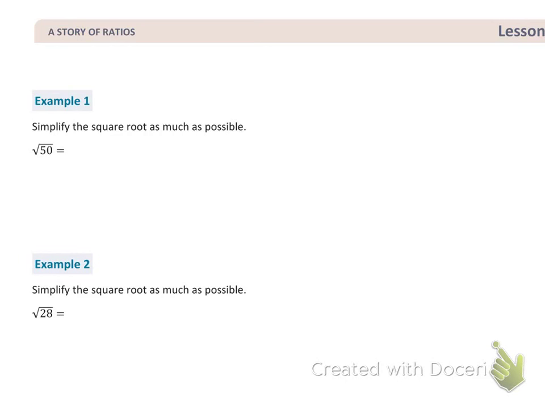So I want to simplify this square root by seeing if it has any square factors. So I'm going to rewrite square root of 50 as the square root of 25 times 2. So that's kind of my A times B, right? And now what I can do is write this as the square root of 25 times the square root of 2.